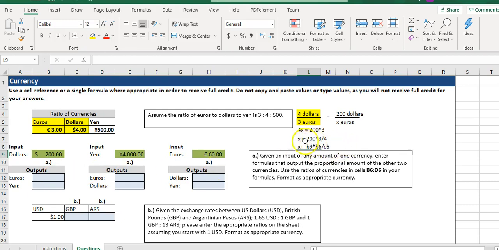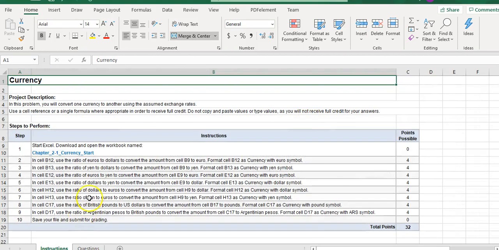And I'm going to type that formula, not the 200 times 3 divided by 4, but the B9 formula, in this euros cell at B12. Okay, so I'm going to give you a minute to type that, and we'll come back to it. Okay, so after typing that formula, you should have come up with 150 for your number of euros. But now the catch is we need to format that. It tells us in our instructions to, in cell B12, calculate the number of euros, format it as currency with the euro symbol.